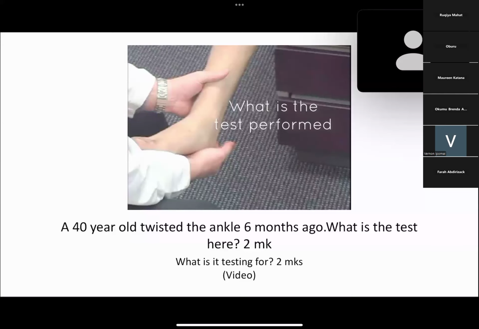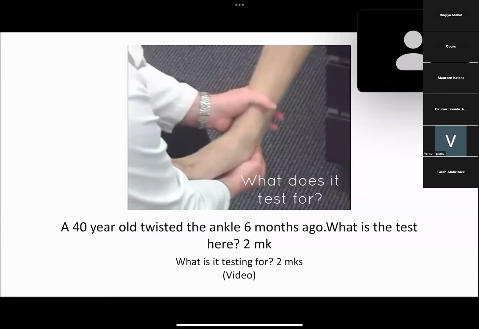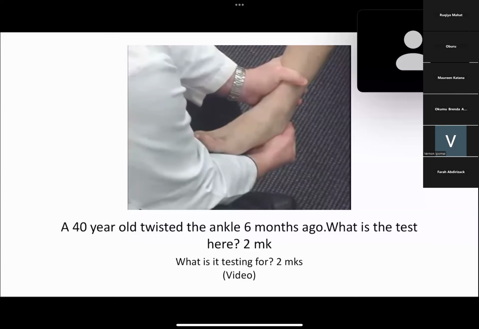So this one, what is the test here? Can somebody tell me what this test is? What does it test for? Anterior drawer test of the ankle. This is the anterior drawer test of the ankle. Okay, usually you find it in chronic ankle injuries.